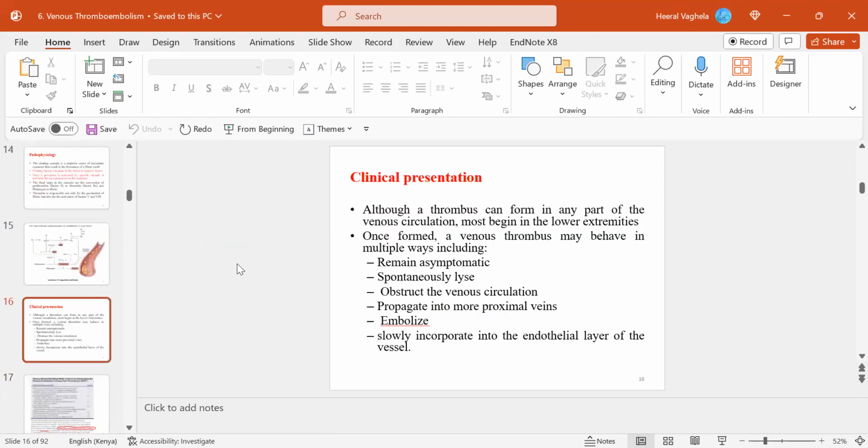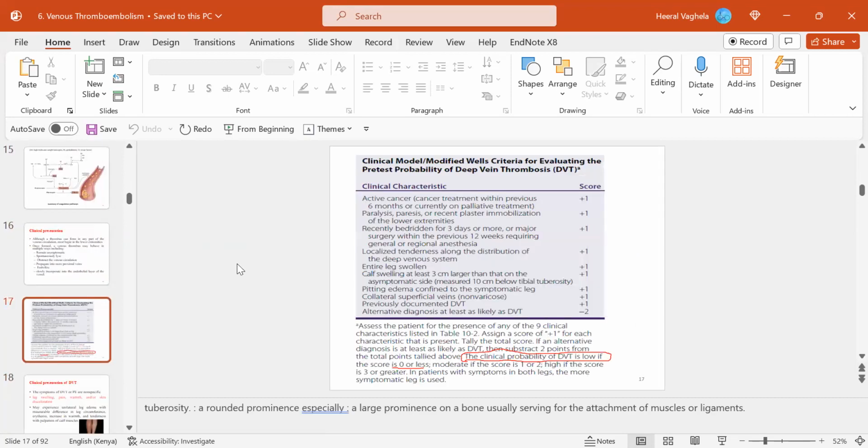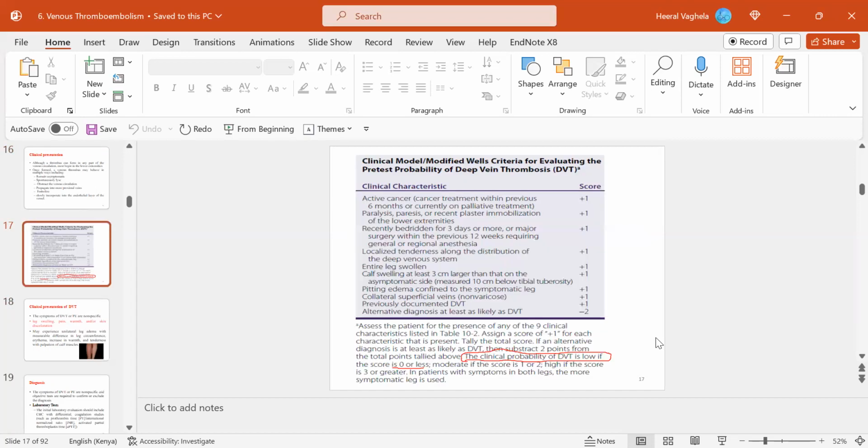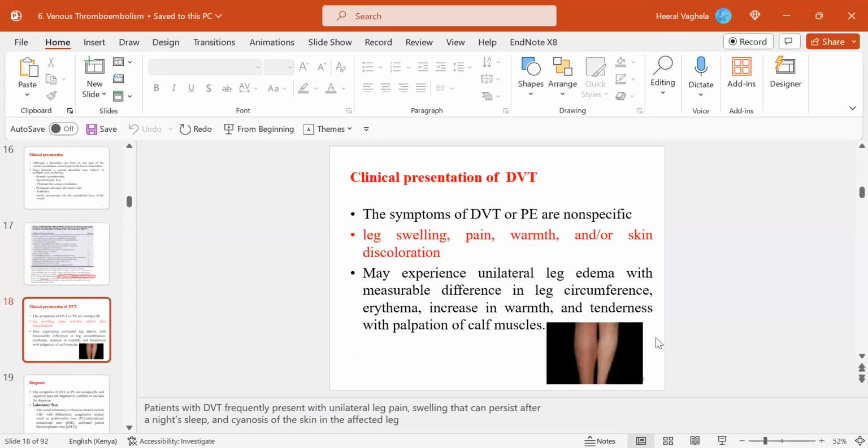For clinical presentation, you usually look at this Wells criteria. For DVT, you score them according to what they have, and then the higher the score, the higher their risk. And for DVT, it's mostly in the leg. So there's swelling, pain, warmth, and skin discoloration that we can see in this picture over here.